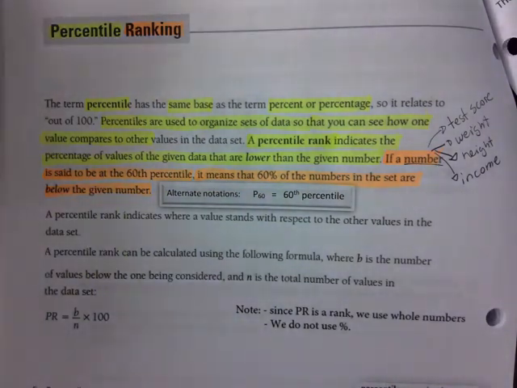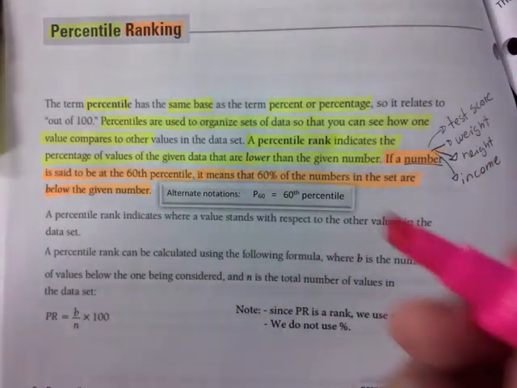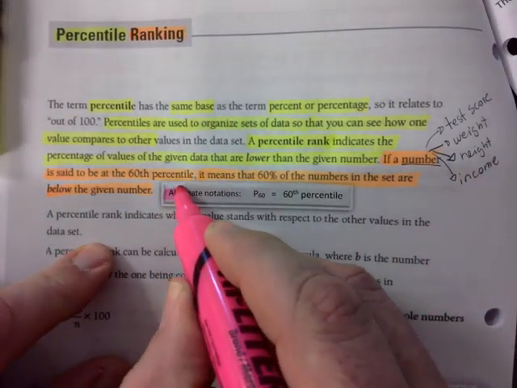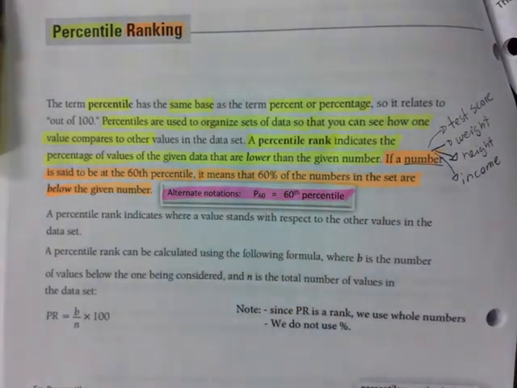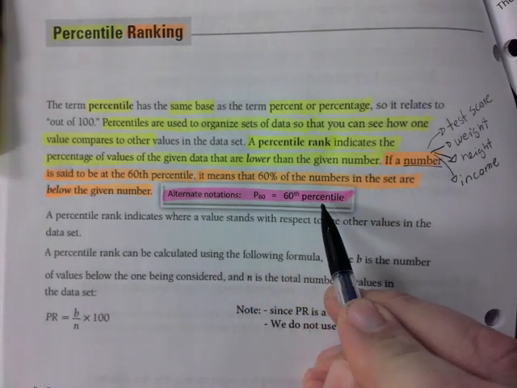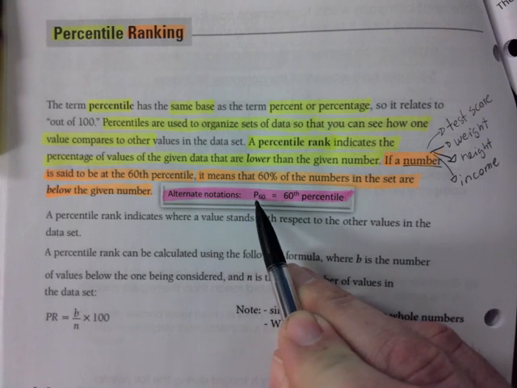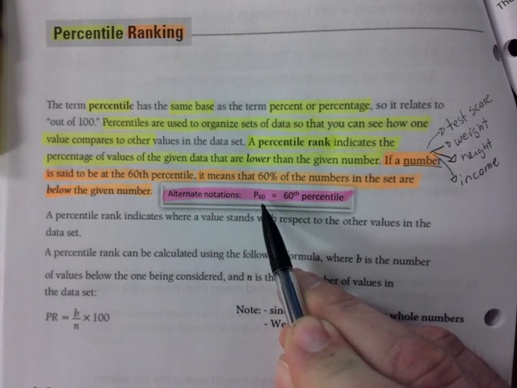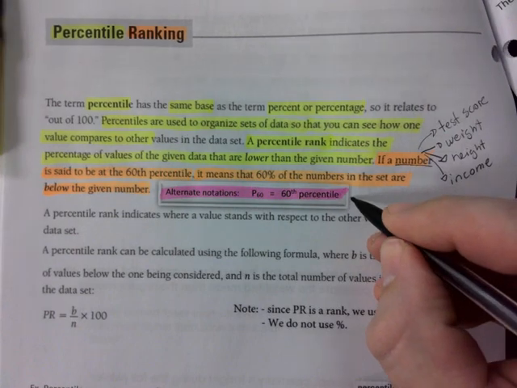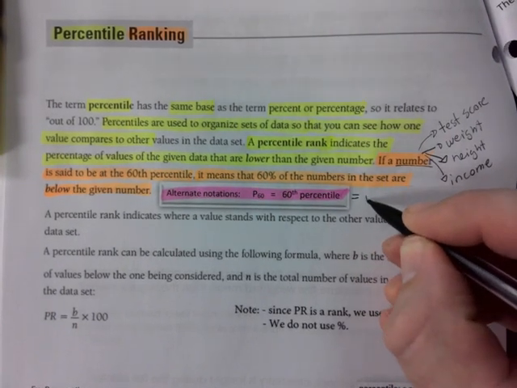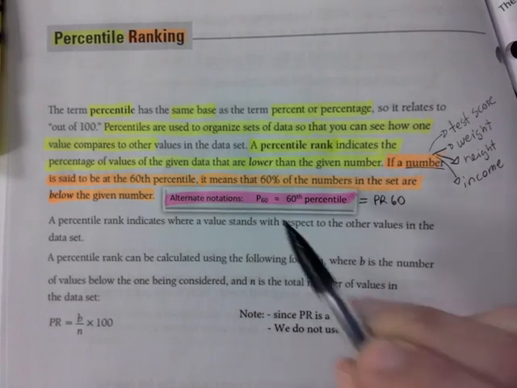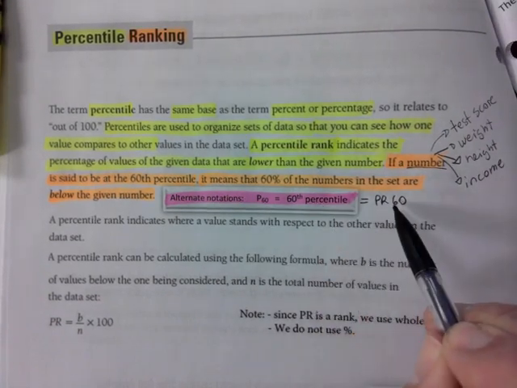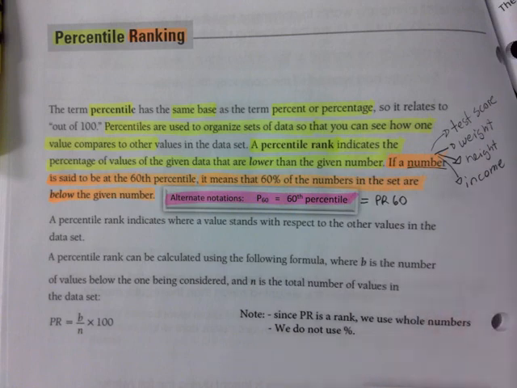Alternate notations. Maybe I'll use a different color. So for the 60th percentile you can use P60, or there's another one that I've seen online, PR60. They're all the same. They're all saying the same thing, that you're ranking in the 60th percentile.